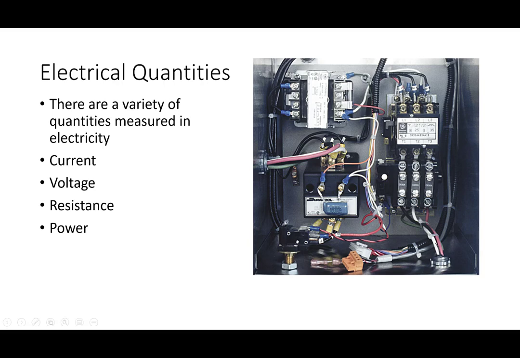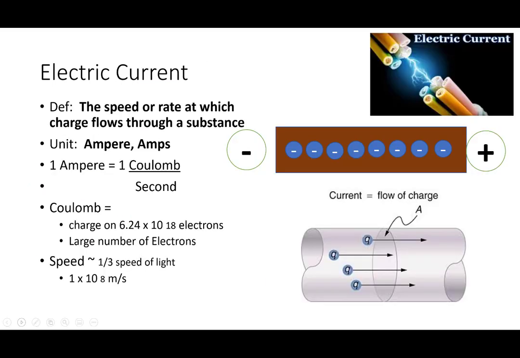Hi, folks. There are a variety of different quantities that are measured in electricity, and these are current, voltage, resistance, and power. In this video and the next, we're going to talk about these quantities, what they measure, and exactly what they tell about our circuit or our situation. So in this video, we're going to concentrate on current and voltage, and then in the next one, we're going to talk about resistance and power.